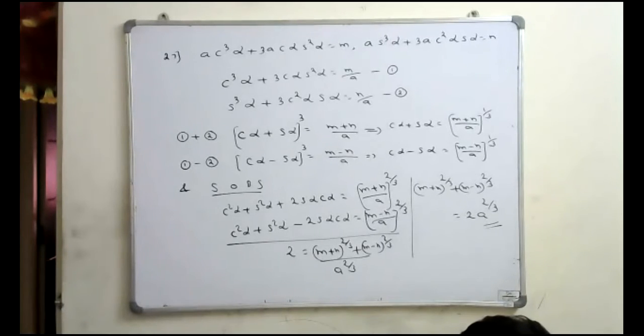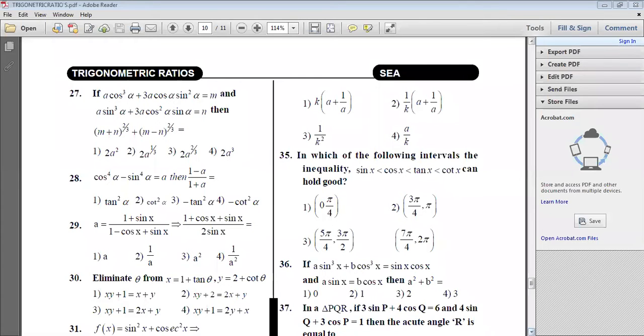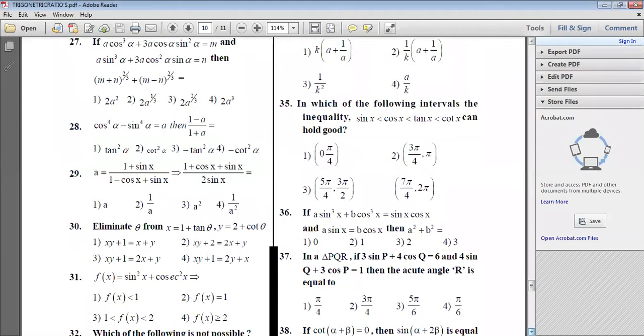Done, sir. Next, look at the next problem, problem number 28. It is given that cos power 4 alpha minus sin power 4 alpha is a. Then what is the value of 1 minus a upon 1 plus a? The first option is tan square alpha.